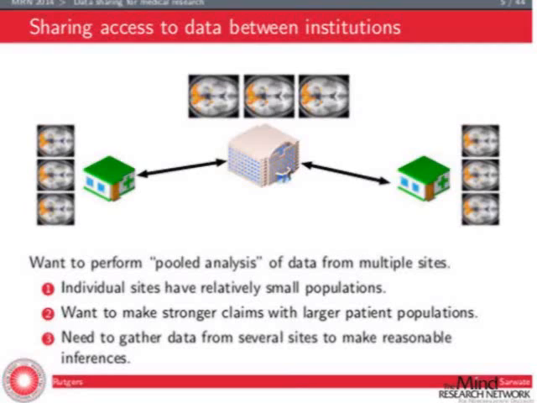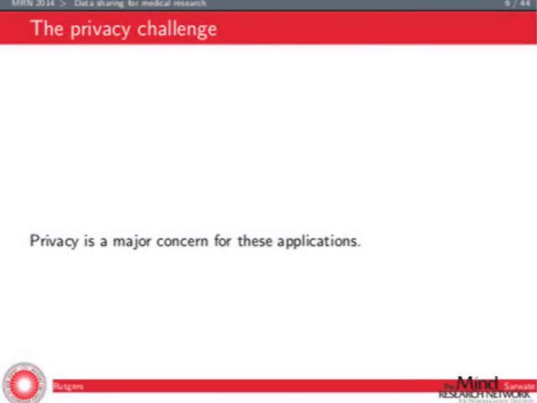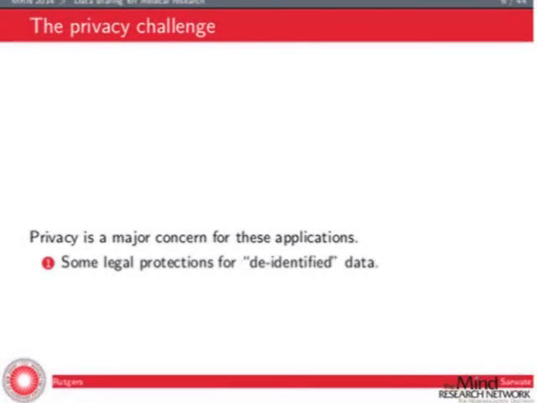The motivation here is that, of course, with a larger effective sample size, you're going to have higher statistical power, and you'll be able to make stronger claims. So privacy is really the main barrier, I think, in a lot of these applications, both from a legal and ethical standpoint. There are some legal protections for so-called de-identified data, governed by laws like HIPAA, the Health Information Privacy and Accountability Act, which says that if you remove certain features, then the data is considered de-identified. We'll see that there are some problems with that.